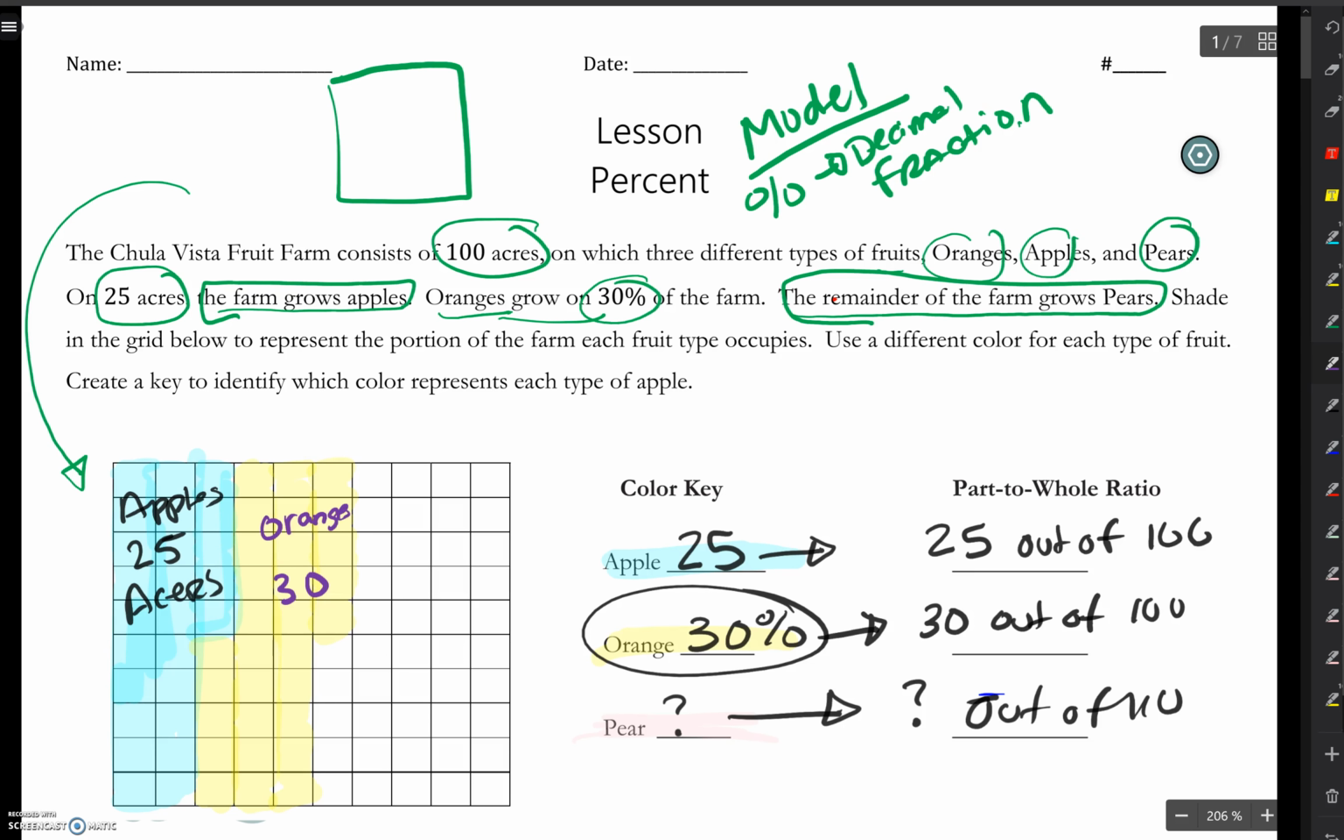And the rest of this is going to be pears. I'm going to shade in all the pears, and I have to figure out now how many I have for pears. Well, for pears, I'm going to have 10, 20, 30, 40, 41, 42, 43, 44, and 45. So I have 45 acres for pears. So instead of the question mark, I would have 45. 45 out of 100.